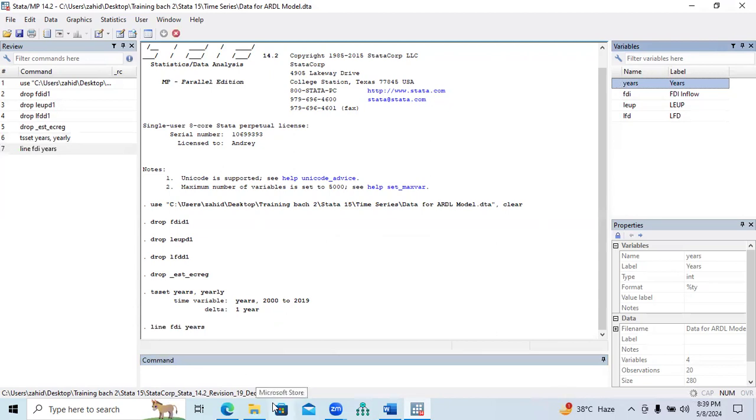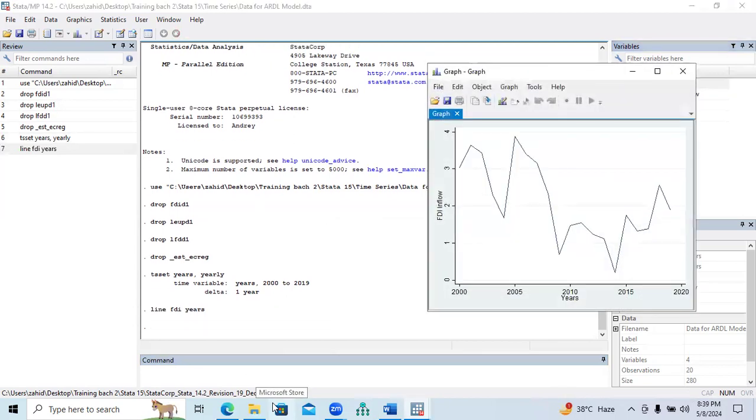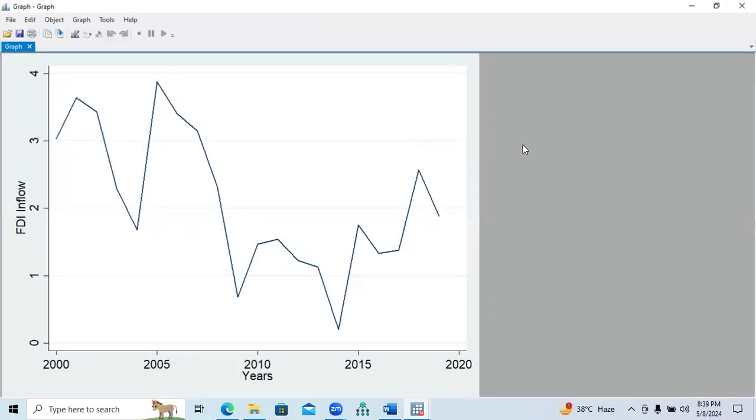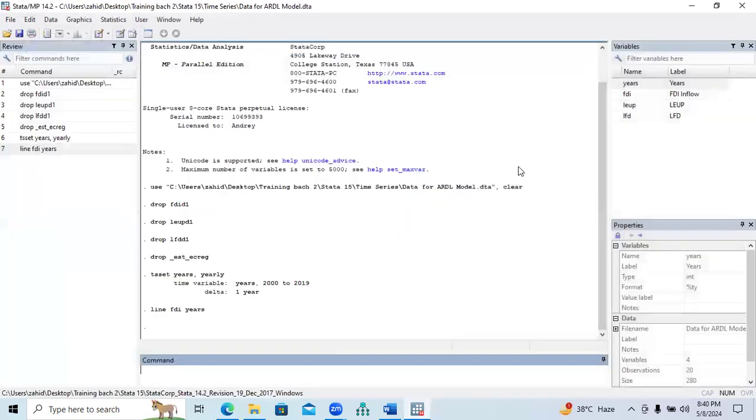It will estimate the trend line for your variable, because here the FDI inflow is the dependent variable. You can see here that the highest FDI was reported in the year 2005 and the lowest FDI was reported in the year 2014. It started increasing again afterward. So it is the trend line.